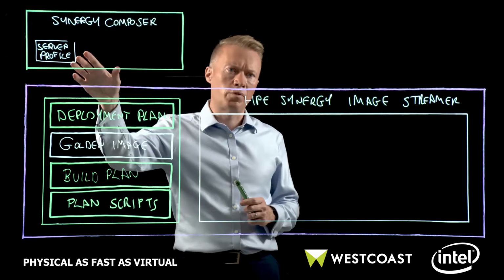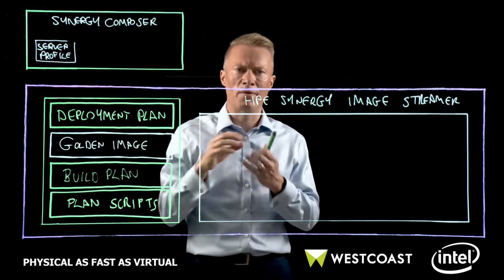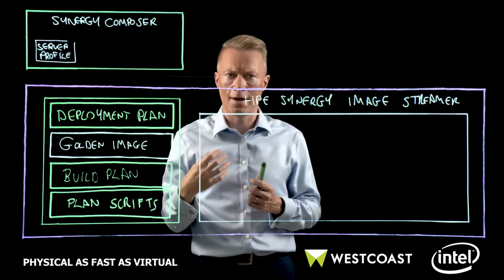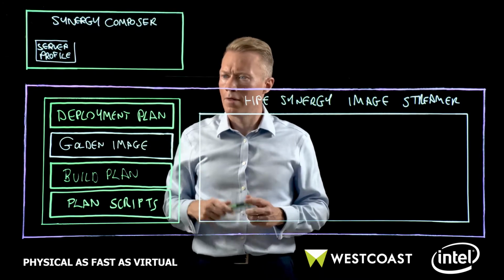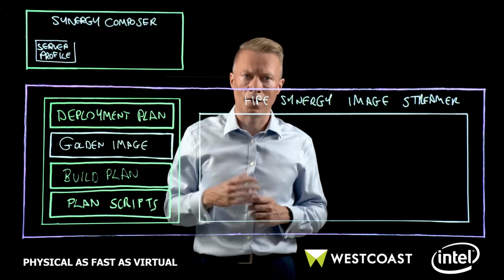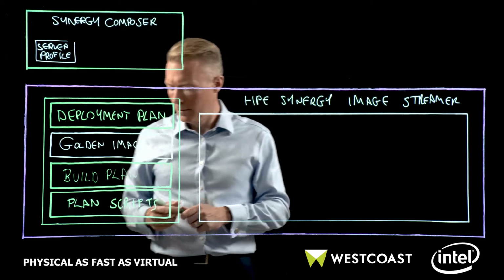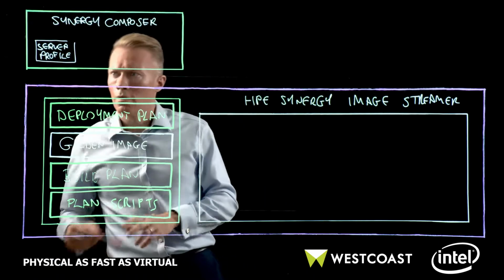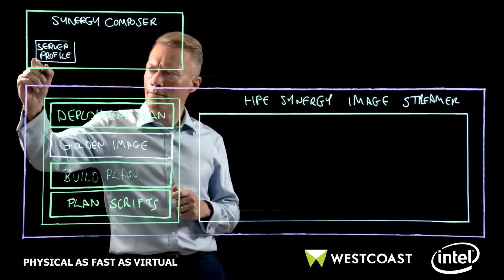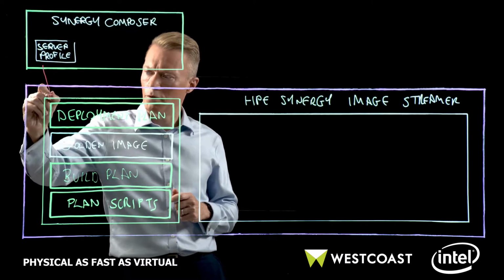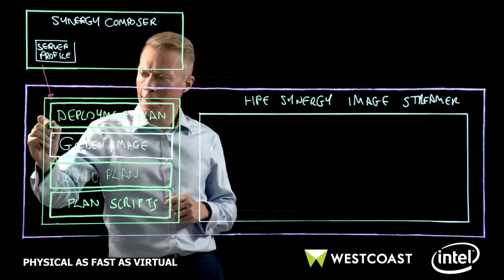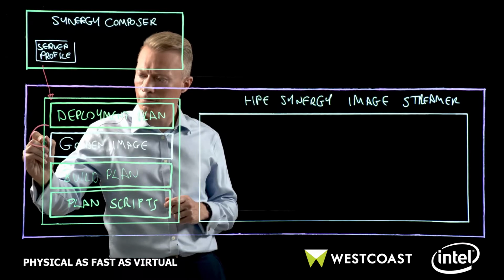First of all, you choose a server profile within the Synergy Composer. Remember, that's choosing the right server, it's choosing the right network connections. That would then call the deployment plan that you've associated with that profile. Let's call it Red Hat OpenShift. That server profile will then call down to the deployment plan. That then selects the golden image.